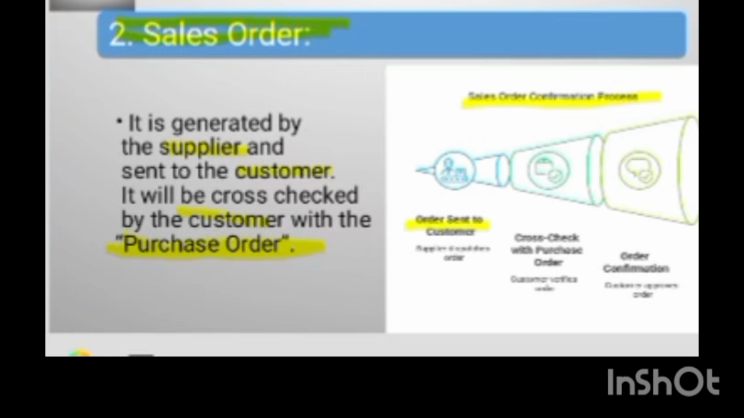What the supplier will do, he will send the order to the customer, then cross check with purchase order. Now what the customer will do, the customer verifies his order by cross checking it with the purchase order slip. Last, order confirmation. And then the customer, after verification, will confirm that he has got his order, he has approved his order, right.